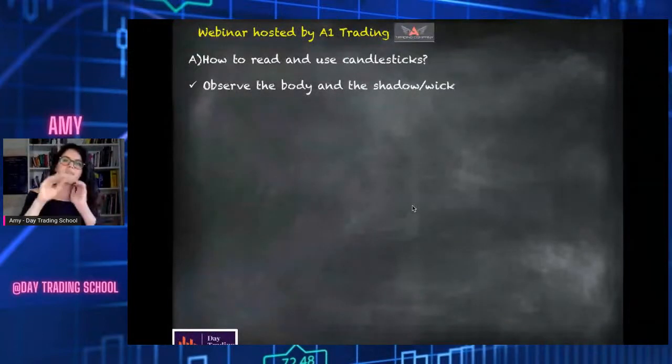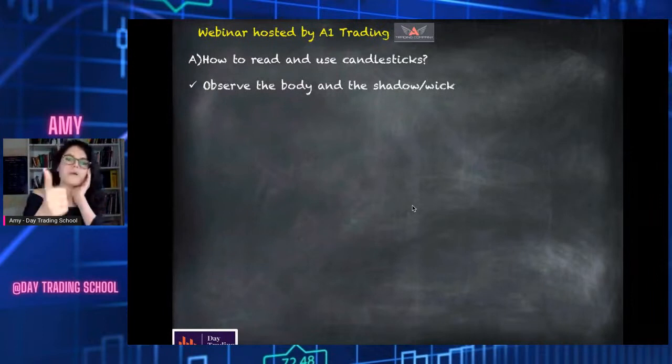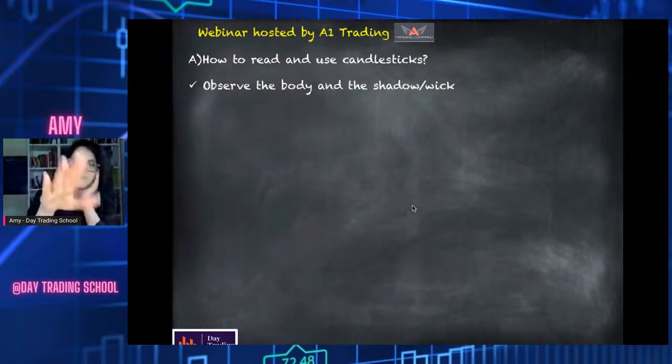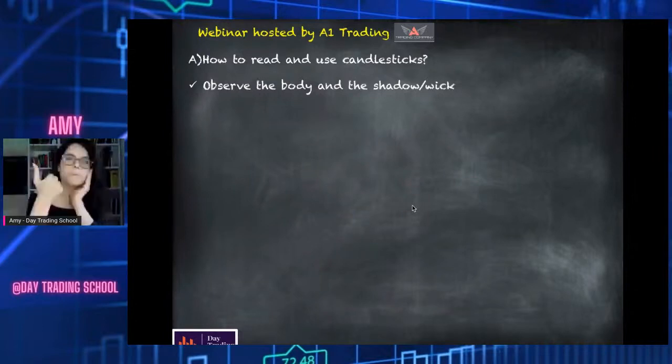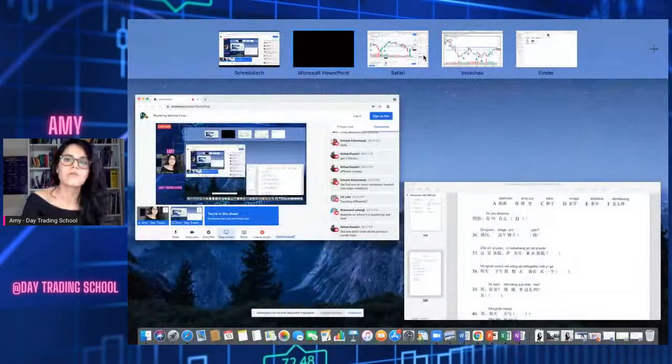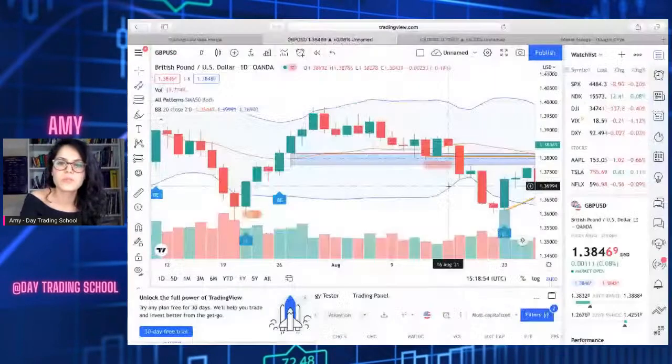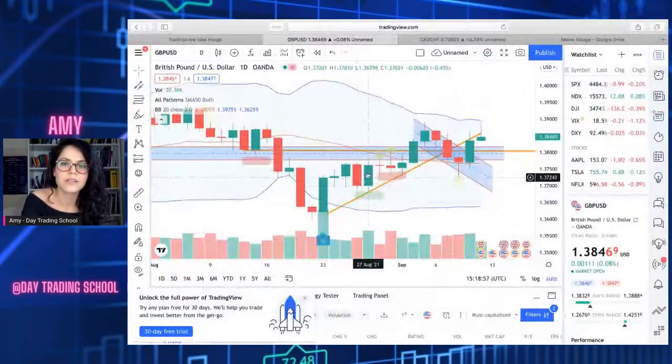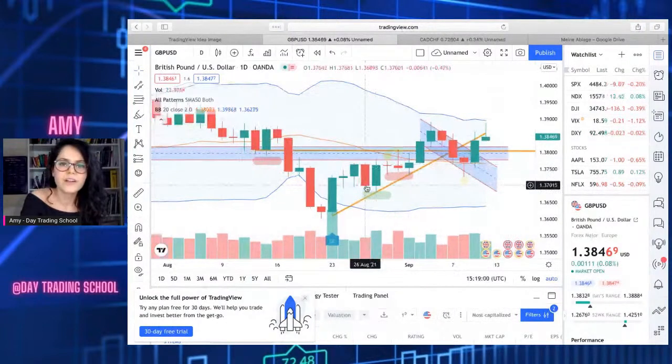Now, as I said, I want to focus on how to read and use candlestick patterns. The very first one, there are several tips I've listed here, and the first one is observe the body and the shadow, right? That means have a closer look at the body and the shadow. And for this, I actually have an example. Let me show it to you. This one right here. Can you see that? If you can't, you can open the chart as well.